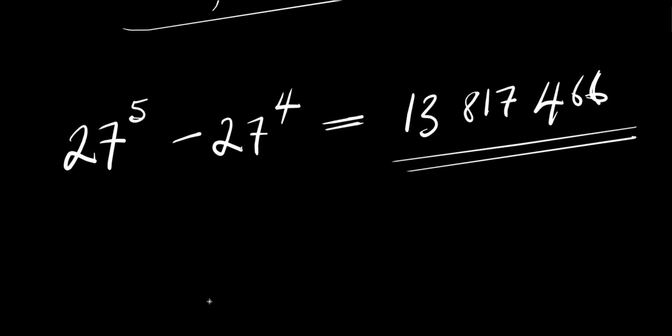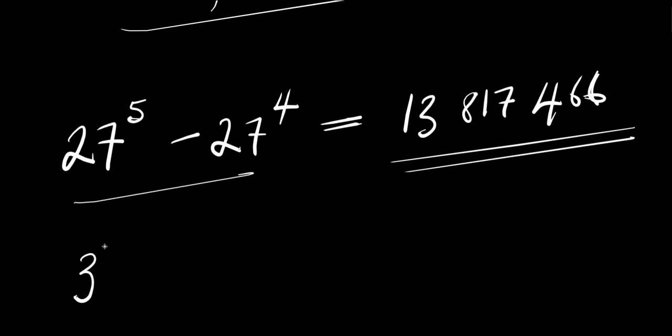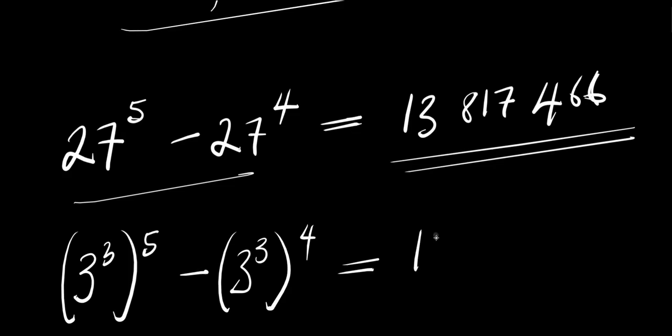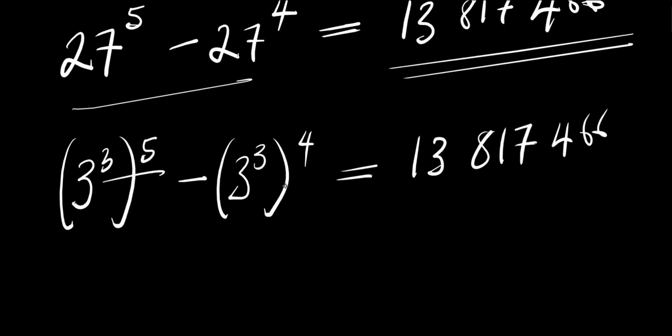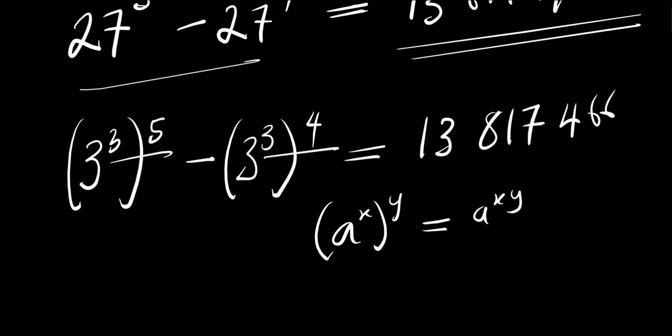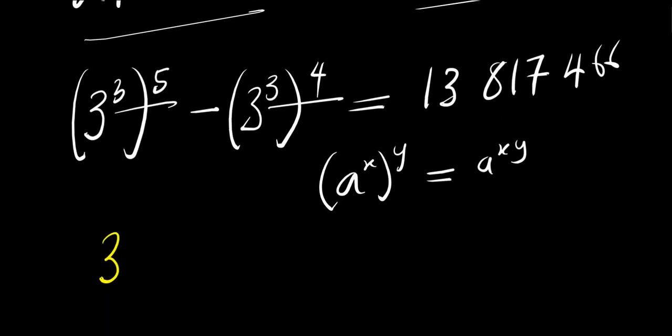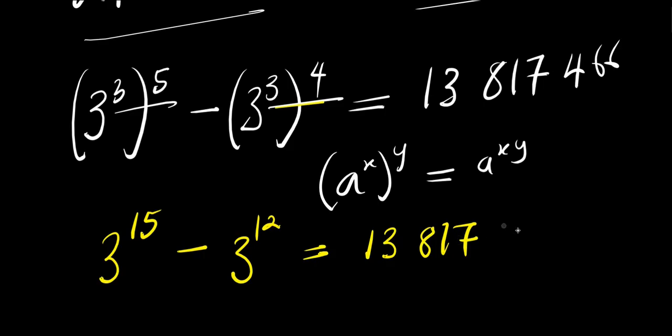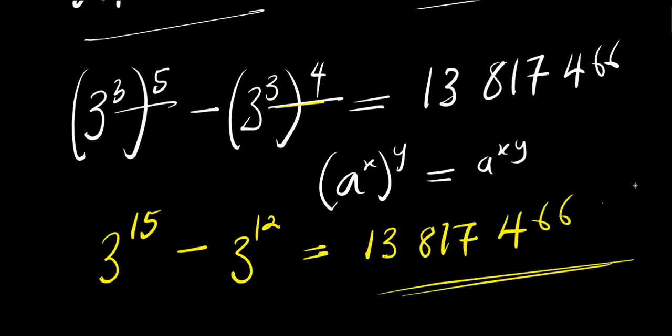And we have achieved this with our calculator. This also is the same as writing 3 power 3 power 5 minus 3 power 3 power 4, the same value, 13,817,466. If you decide to multiply this out based on a power x power y equals a power x times y, that means if you are given to find the value of 3 power 3 times 5, which is 15, minus 3 times 4, which is 12, you still have the same as 13,817,466. They are all correct.